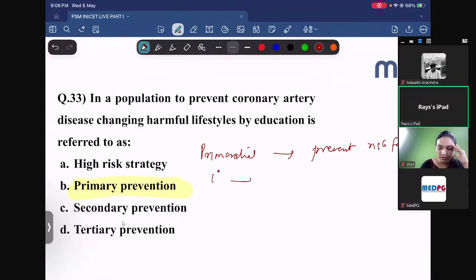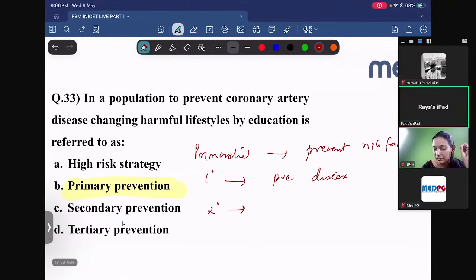Primary prevention is preventing what? Preventing the disease occurrence. So somebody has a risk factor, you counsel them then and there. If they stop their risk factor, they can be saved from the disease. That is primary. Secondary prevention is diseases that already occurred, but you have to find it, pick it up early and start prompt treatment. Early diagnosis and treatment comes under secondary prevention. And finally, you have tertiary prevention. That is preventing the complications.